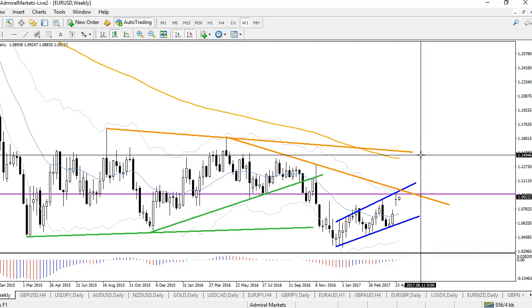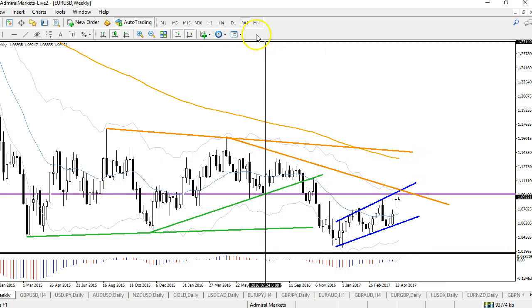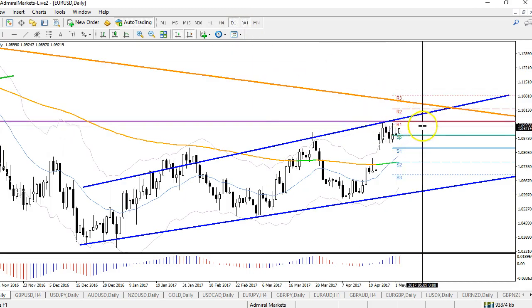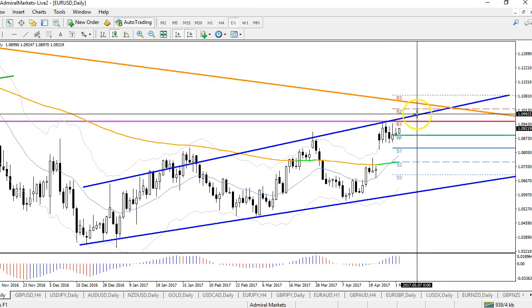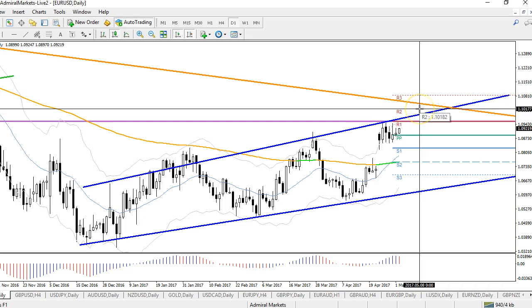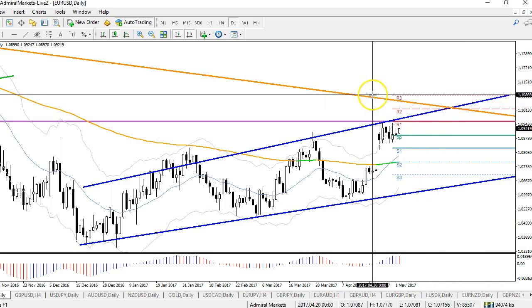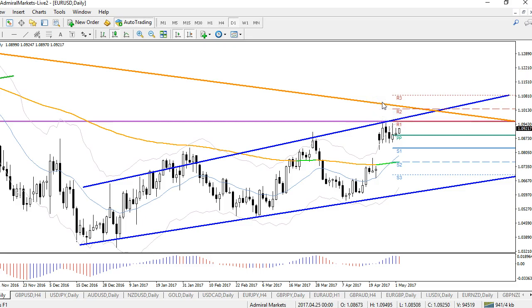So let's see, last week was a doji candle. So far I'm expecting price still to turn. I think it could make one more dash up to test 110, 110.25, and then turn at that resistance. I would be expecting a bearish bounce.